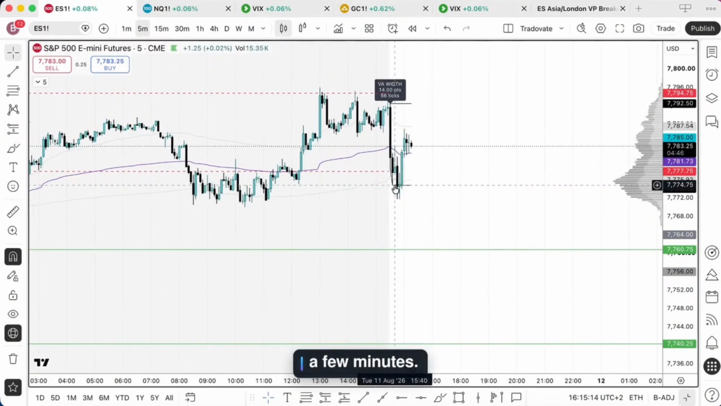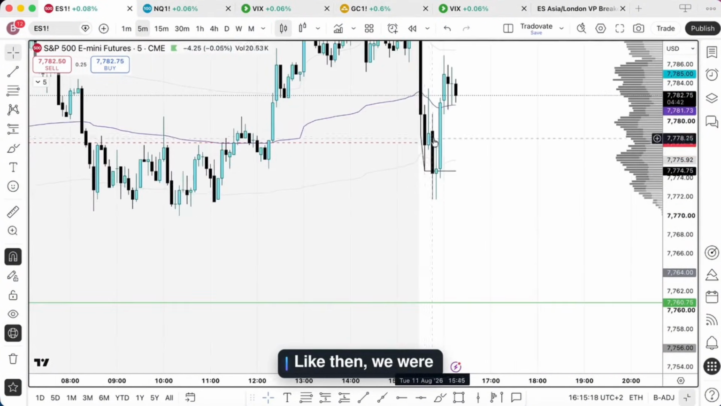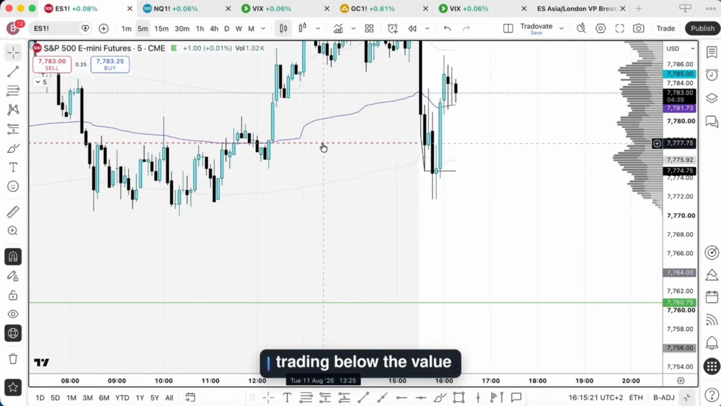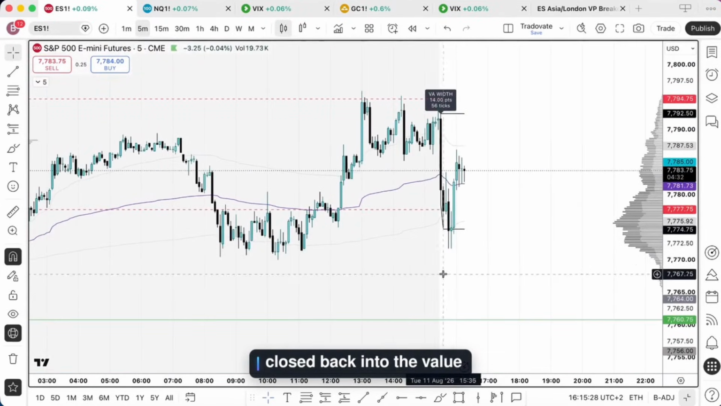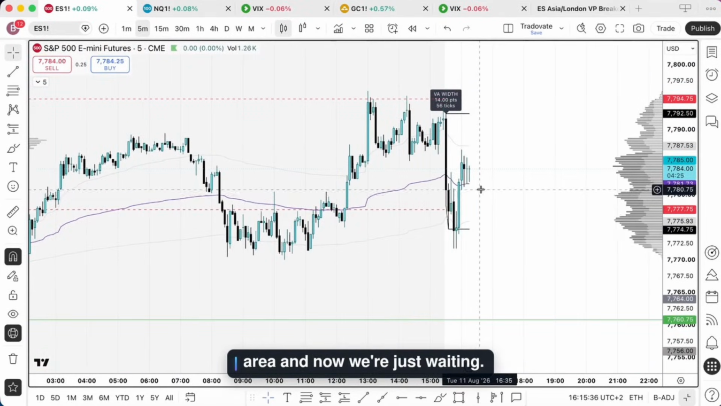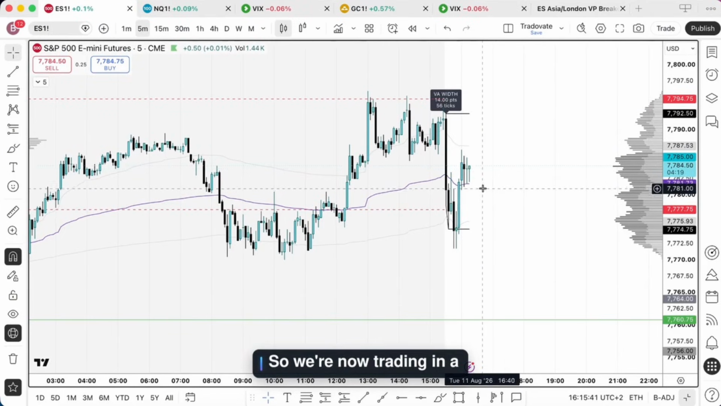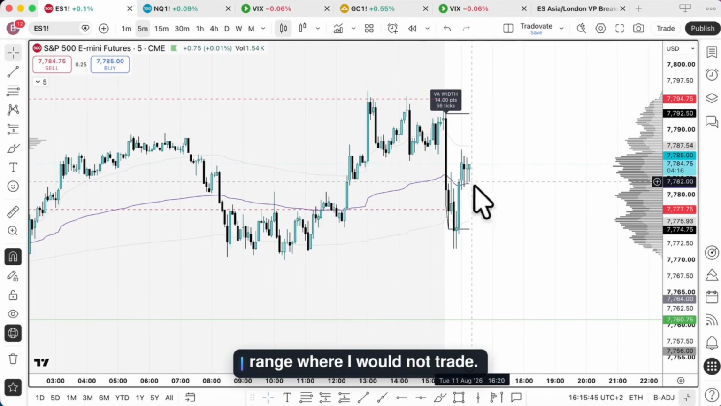So we closed for a few minutes, like 10. We were trading below the value area low, and right now we just had a full reversion and closed back into the value area, and now we're just waiting. Simply, you need to have patience, obviously.